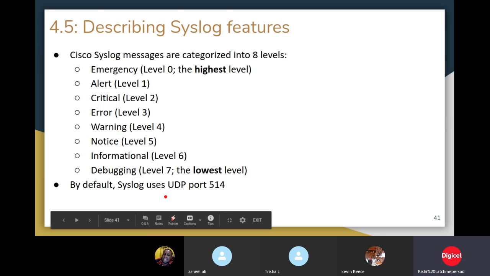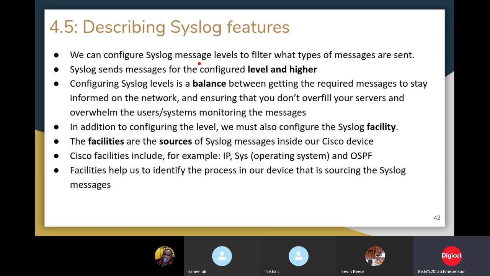So by default, SYSLOG uses UDP port 514. We can configure SYSLOG message levels to filter what types of messages are sent. SYSLOG sends messages for the configured level and higher. Configuring SYSLOG levels is a balance between getting the required messages to stay informed in the network and ensuring that you don't overfill your servers and overwhelm the users or systems monitoring the messages.